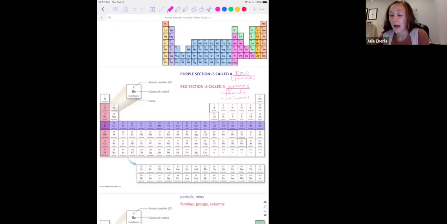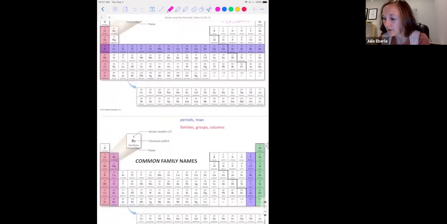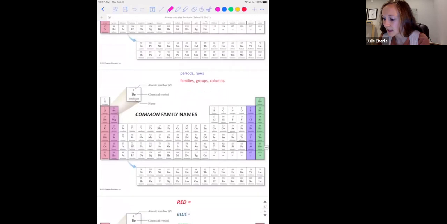Okay. I call the horizontal section rows, and I call a vertical section a group. So if I say group 1 or group 2, you need to understand that kind of language moving forward. All right. So that's the simplest way it's organized. However, if we scroll down, we see the same slide. So I've got these names up here. Remember, horizontal: periods or rows; families, groups, or columns for the verticals.